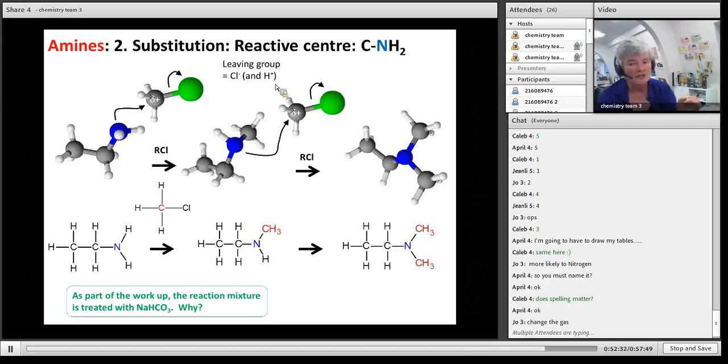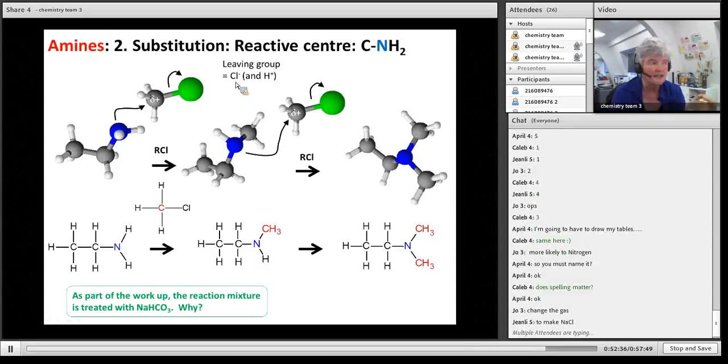Okay, it's not to change the gas as such, but the HCl is acidic. Okay, so it's to neutralize the HCl. Yep, so Johnny, to make NaCl, it's just to neutralize the HCl, because you want to have a neutral compound at the end.